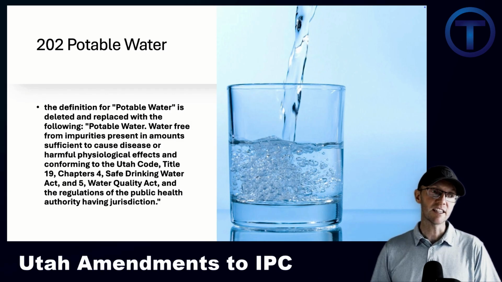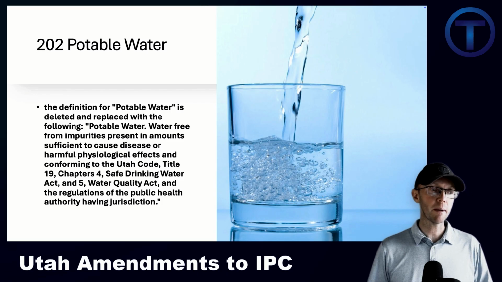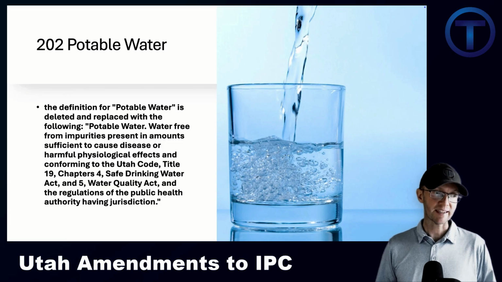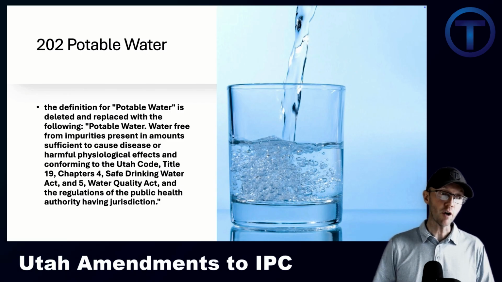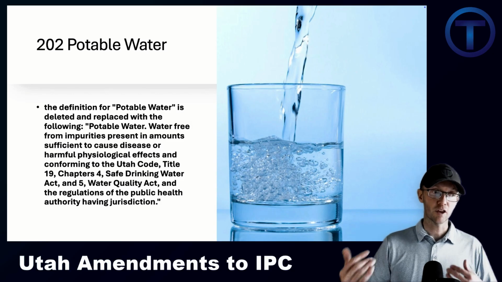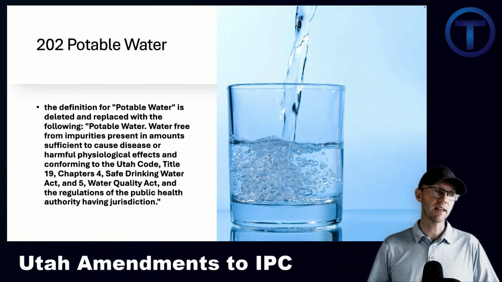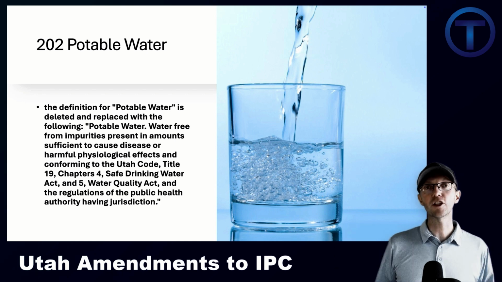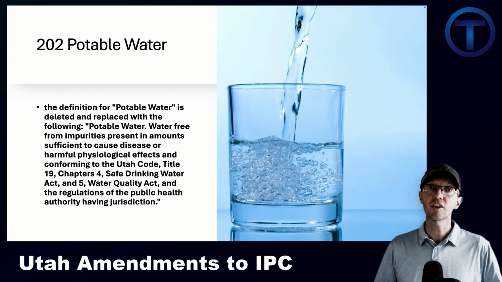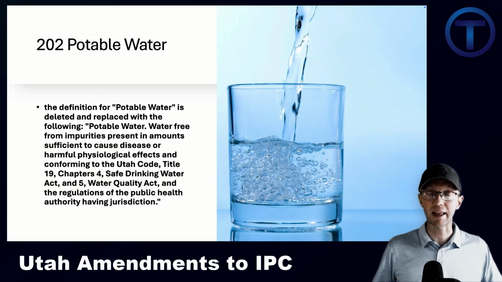But this is the change they make. It says this is water free from impurities present in amount sufficient to cause disease or harmful physiological effects, and conforming to the Utah Code, Title 19, it gives some chapters, the Water Quality Act, and regulations for the public health authority having jurisdiction. What this is doing is tying the definition of what potable water is to the laws that actually spell it out.